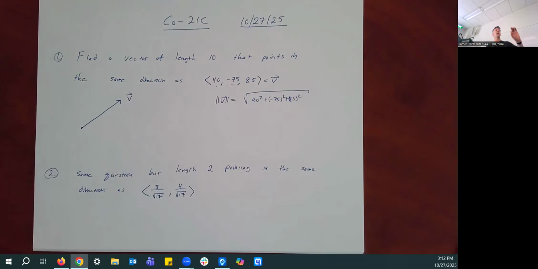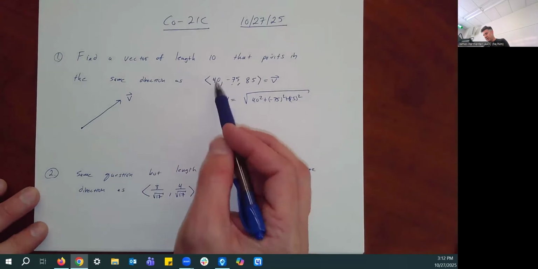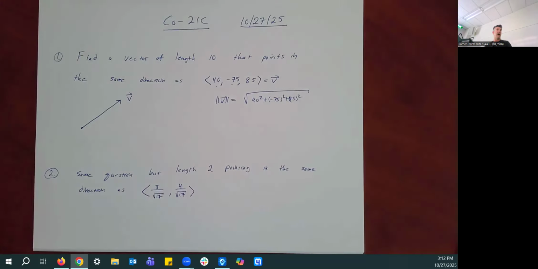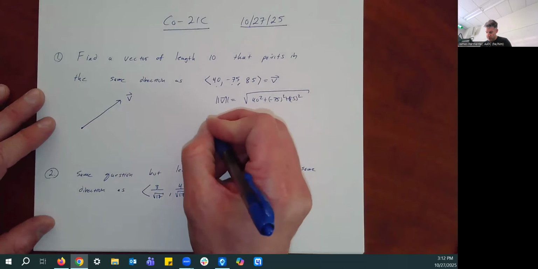But here's something I want to point out. You're trying to find a vector that points in the same direction as this vector. So you know what you could use instead? You could use any multiple of this vector. So instead of doing this terrible thing, I can see that all these components happen to be a multiple of 5. So I could just divide out the 5 first if I wanted to. So you could also say, I'm going to use this vector instead.